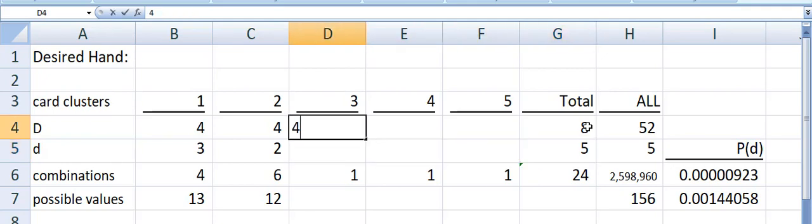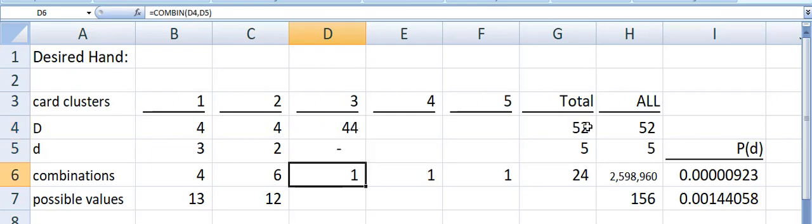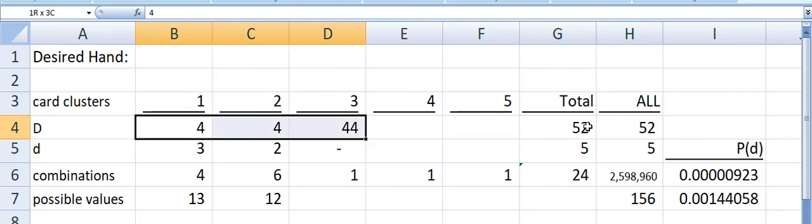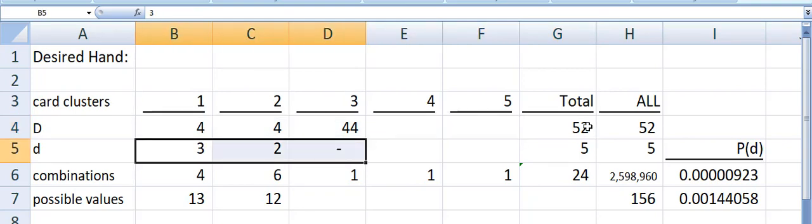But technically, I could say out of the remaining 44 cards, I'm going to pick 0. And there's one way to do that. So now I've got my 52 over 5 matching. That's how I test. So if you test and make sure the numbers here add up to what you said the population was, you'll know you're not making some kind of a mistake as you go through.